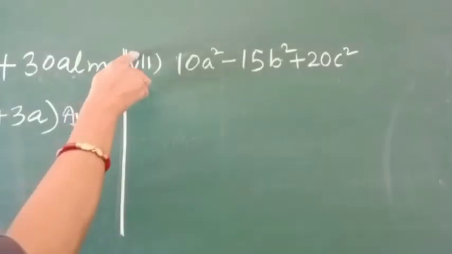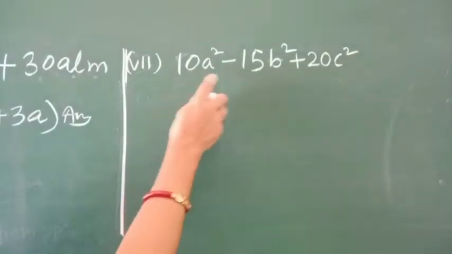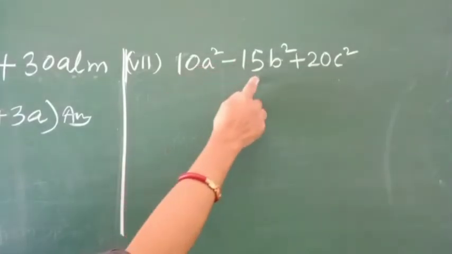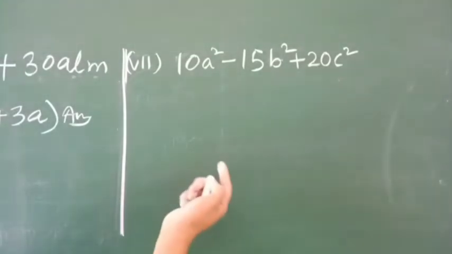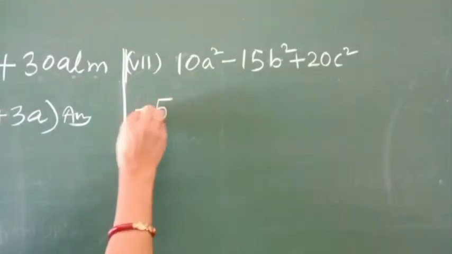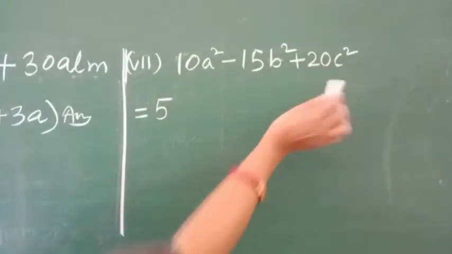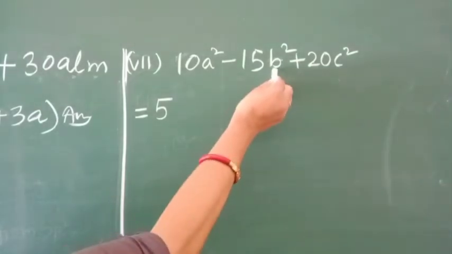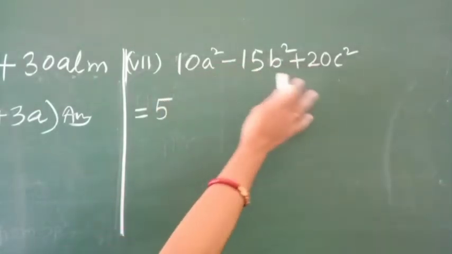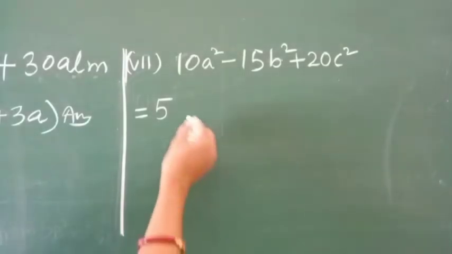From question number 7, you can see 3 terms are there. Here 3 terms, trinomial, which number can you take as common? 10, 15, 20. By which number can you divide all the numbers? It is 5. Yes, it is 5. So 5 you can take. Here it is a square, and a square or a is not in any other term. Similarly, b square is only here, the remaining terms are not containing b square. Similarly, same as c square. So we are not able to take a, b and c, any variables we are not able to take.